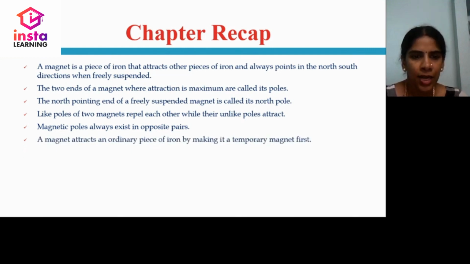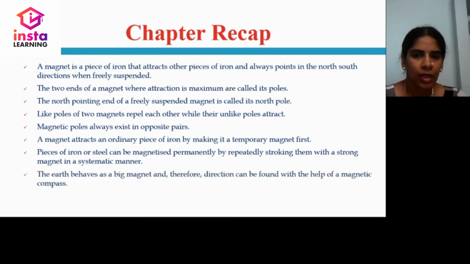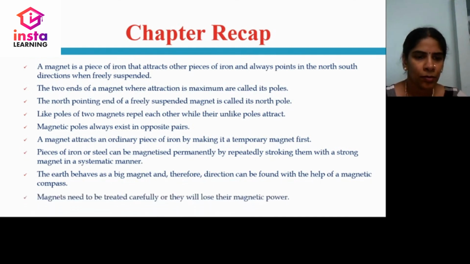A magnet attracts an ordinary piece of iron by making it a temporary magnet first. Pieces of iron or steel can be magnetized permanently by repeatedly stroking them with a strong magnet in a systematic manner. The earth behaves as a big magnet and hence direction can be found with the help of a magnetic compass. Magnets need to be treated carefully or else they will lose their magnetic power.